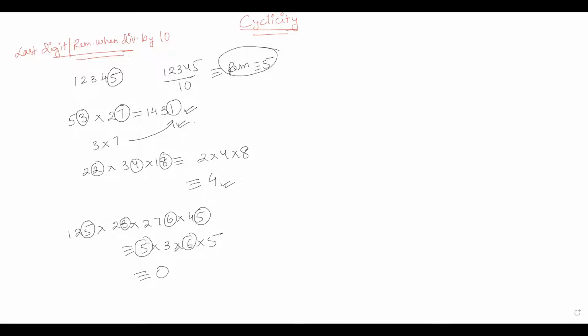So instead of checking the complete number, we can simply check whether the number contains a multiple of 5 and 2. If it contains a multiple of 5 and 2, then the unit digit will always be 0.